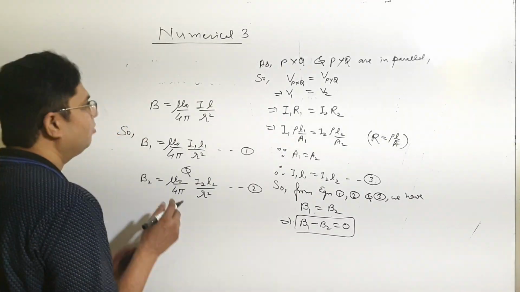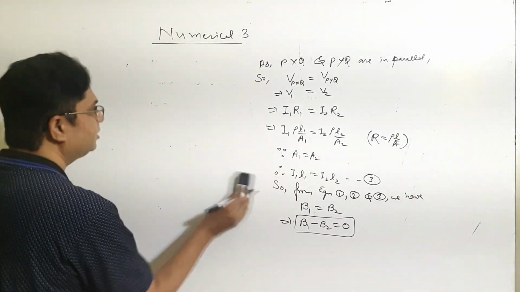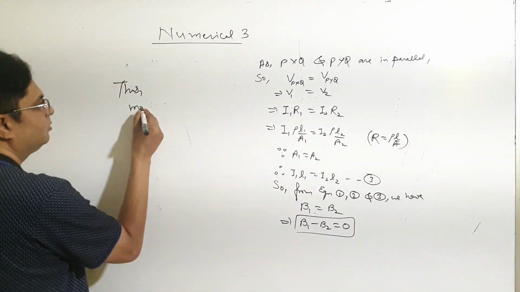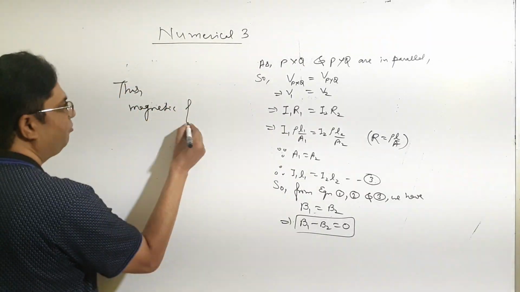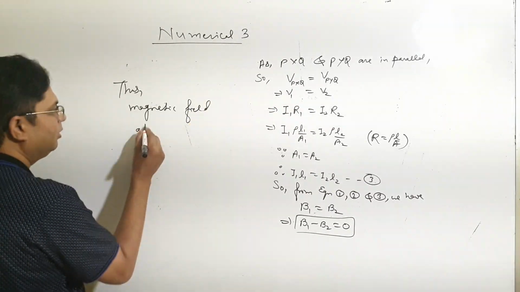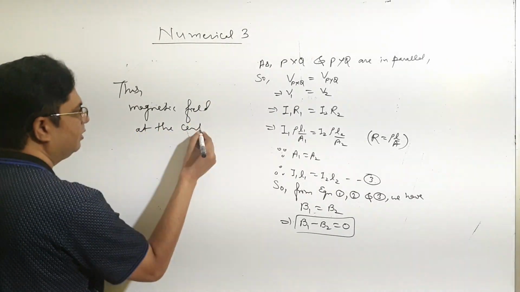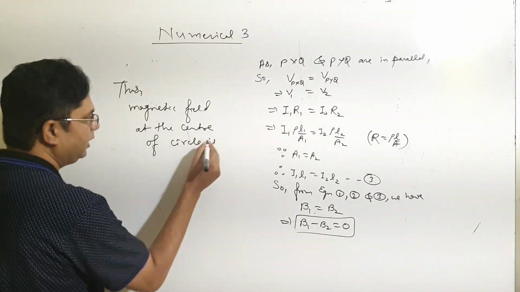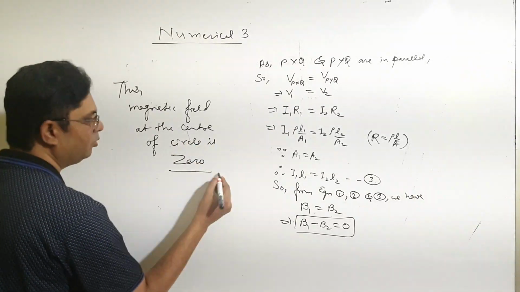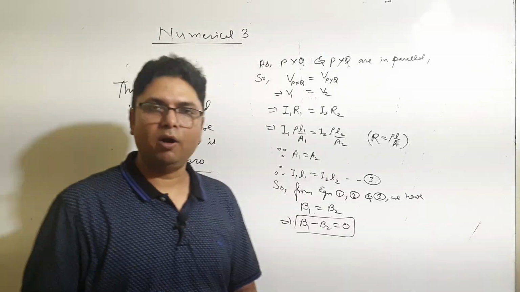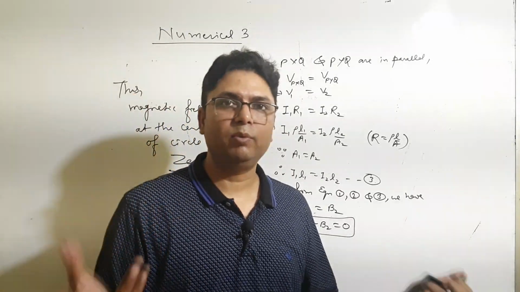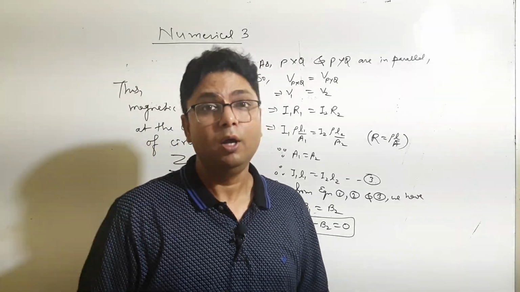So that is what we write: thus, the magnetic field at the center of the circle is zero. Thus you have learned Biot-Savart law and you have seen how we are going to solve different types of numericals based on Biot-Savart law.